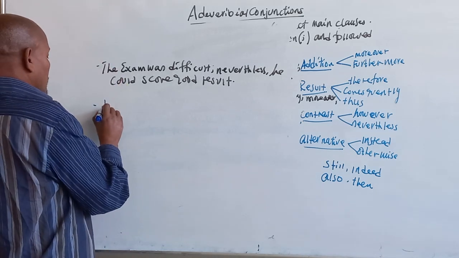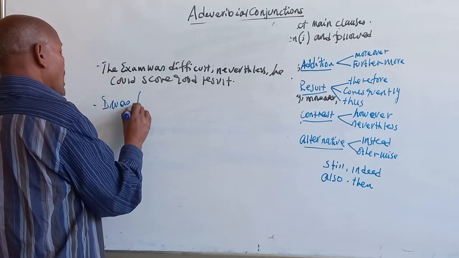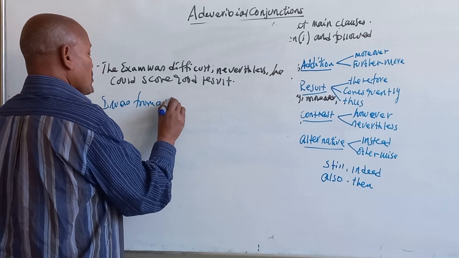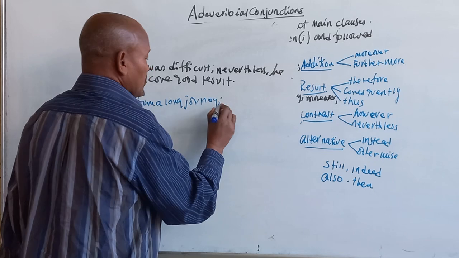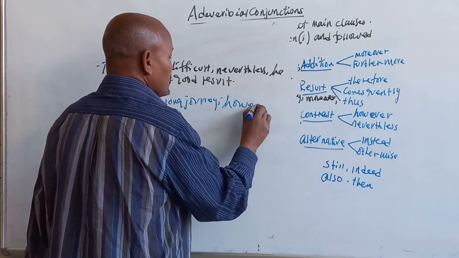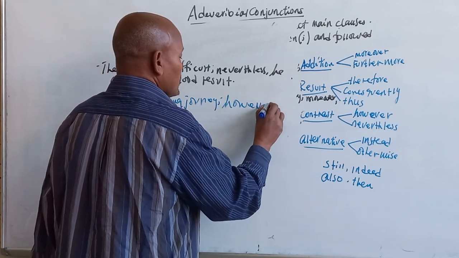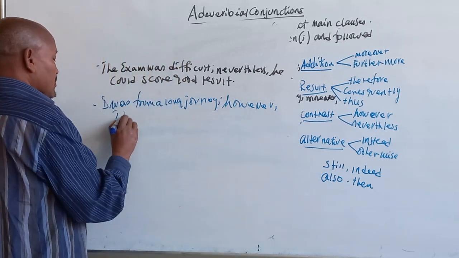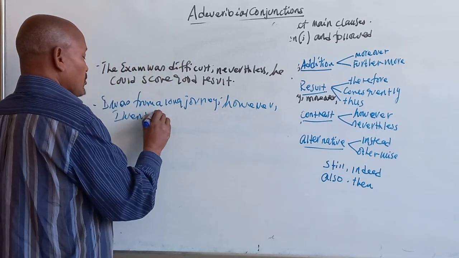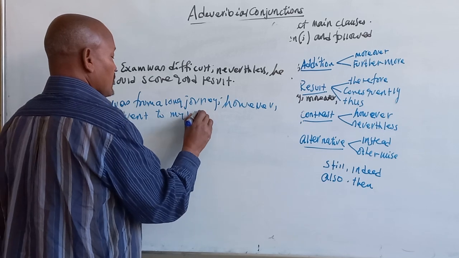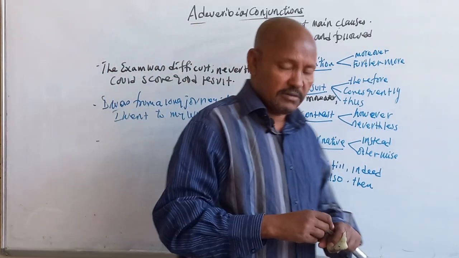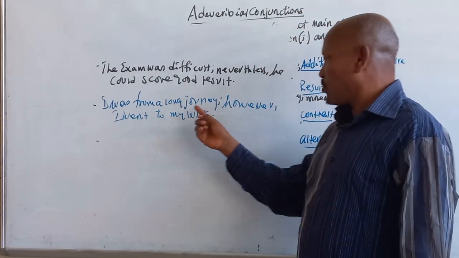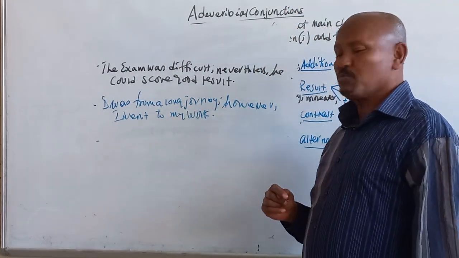Look here. I was from a long journey, yes. However, I went to my work. Look here. This second example is here. I was from a long journey. However, I went to my work.